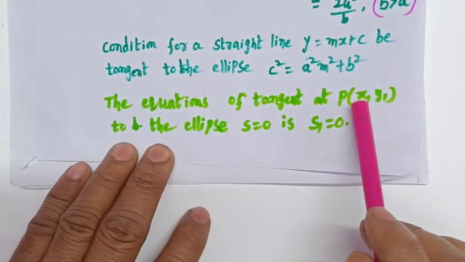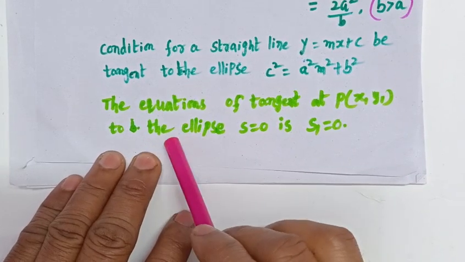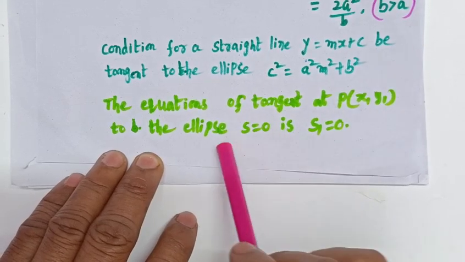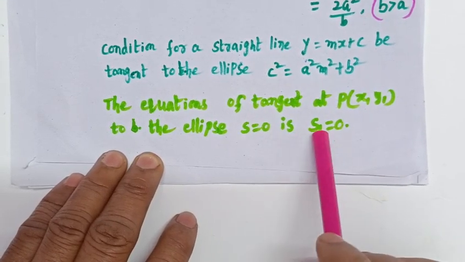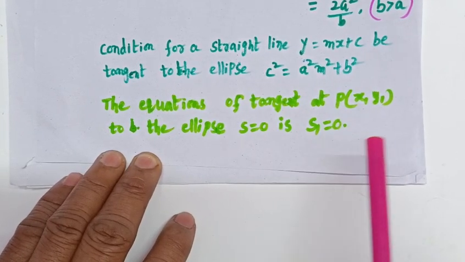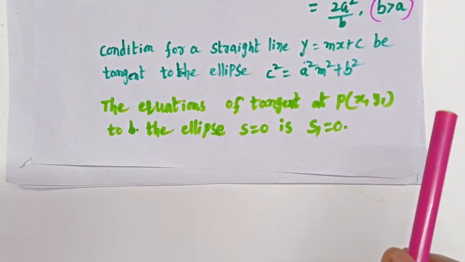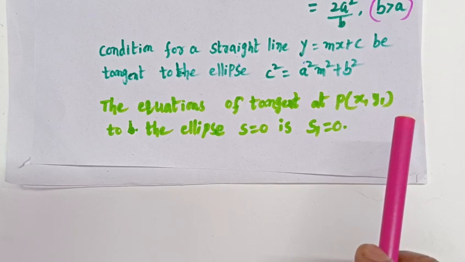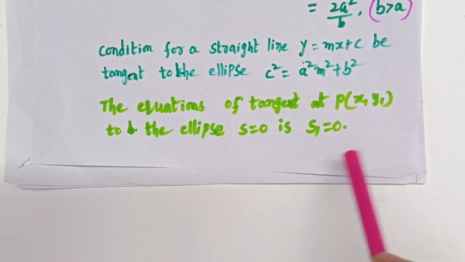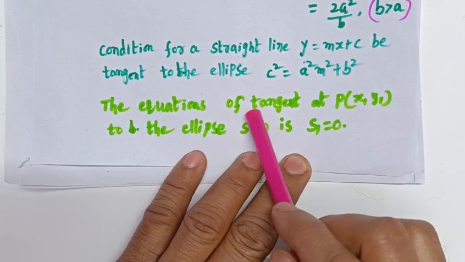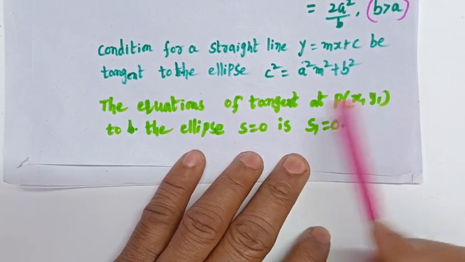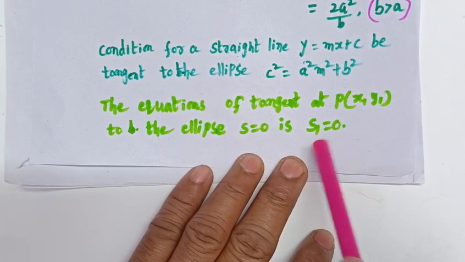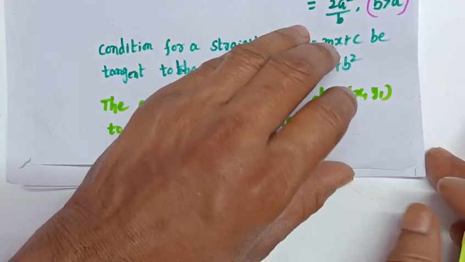The equation of the tangent at P(x1, y1) to the ellipse. Ellipse tangent equation: when the ellipse is S equals 0, the tangent formula is S1 equals 0. The equation of the tangent at P(x1, y1) to the ellipse S equals 0 is S1 equals 0.